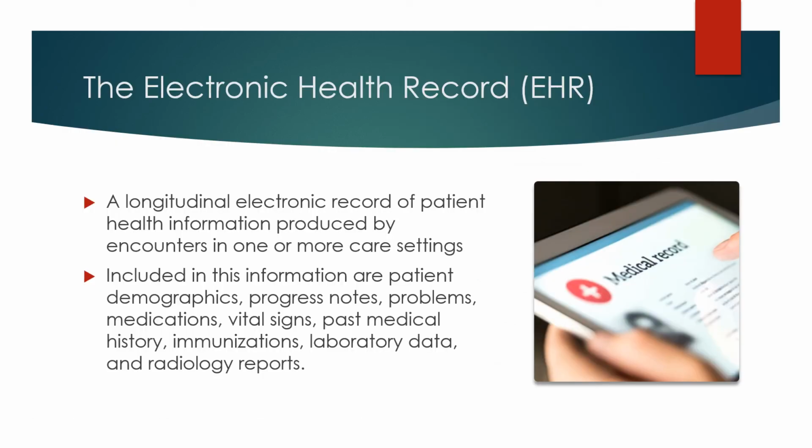The electronic health record is a digital record of a patient's health history that may be made up of records from many locations and/or sources such as hospitals, providers, clinics, public health agencies. Included in this information are patient demographics, progress notes, problems, medications, vital signs, past medical history, immunizations, labs, and radiology reports. So your EHR has all of that information.